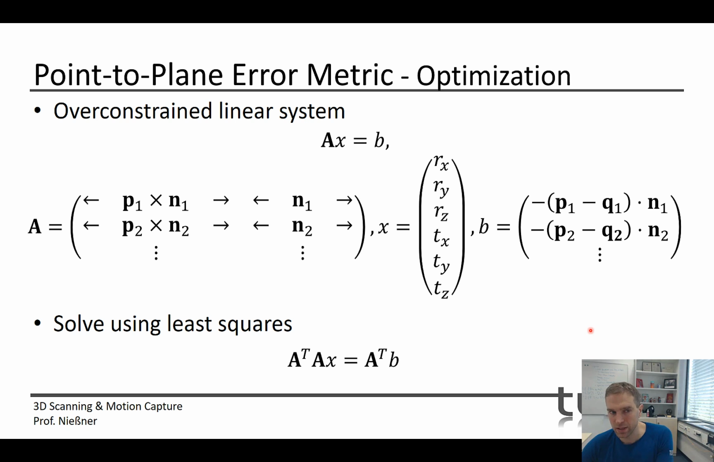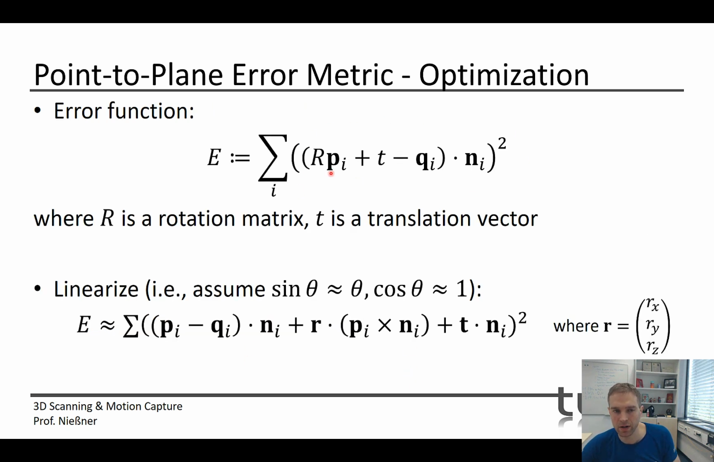And since this is an over-constrained linear system, we have to use a least square solution. So we use the normal equation, meaning that we multiply A with A transpose and b also with A transpose. As a result, A transpose A is a 6 times 6 matrix, which makes sense, and A transpose b is also a 6-dimensional vector. So this is a 6 times 6 linear system that you can solve in one shot. But be aware, solving this system is not solving the original error function, because we just linearized the rotation angles.